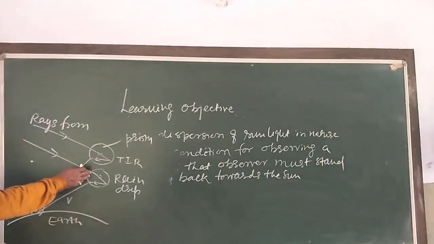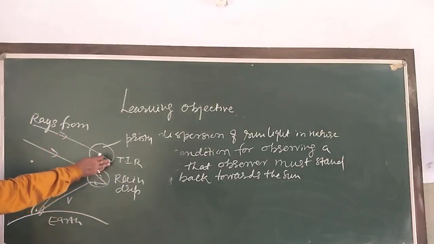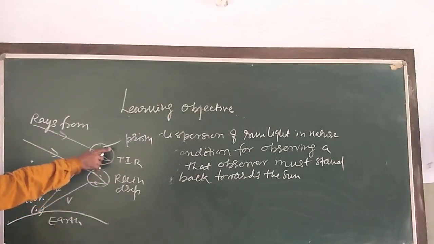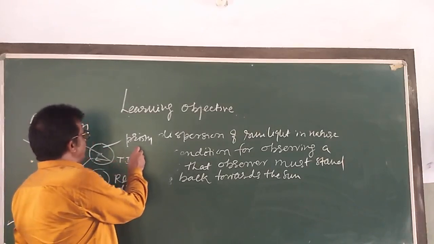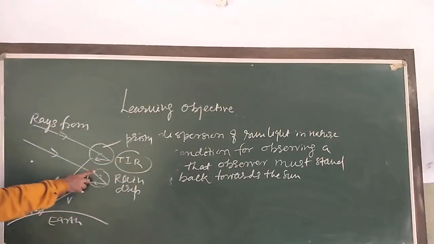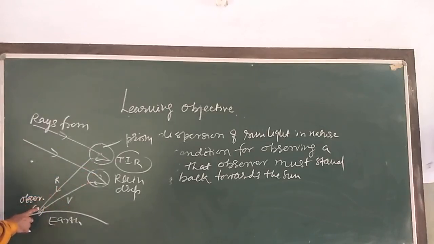Okay? Now, when the sunlight falls on the droplets, it is refracted and dispersed on passing through them. Here it is refracted, and then it suffers total internal reflection, and finally is refracted by the droplets to reach the observer's eye. This is called a primary rainbow.